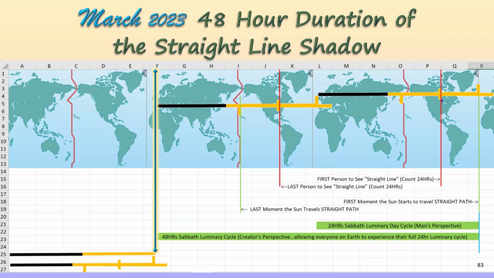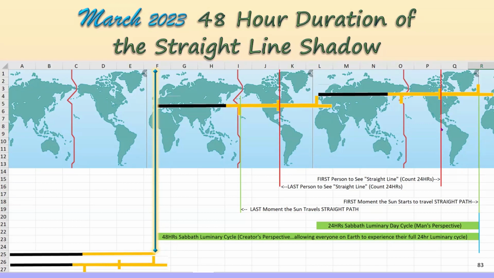That red line that she's hovering over, in theory, was the first person who saw the straight line in the year 2023. And so one interesting thing you have to realize is in order for a person at that location to see the straight line, they need a full day of data to see the straight line, right? They're looking at a sunrise position of the sun in order to see that straight line.